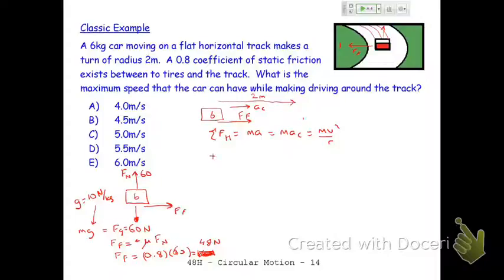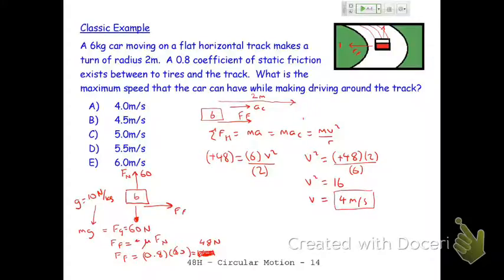So we say that plus 48 is equal to m, which is 6, times v squared over the radius, which is 2. v squared is what I want to find, isn't it? So v squared is equal to 48 times 2 over 6. So that's 8 times 2, that's 16. Yeah. So v is equal to 4 meters per second. Cool.